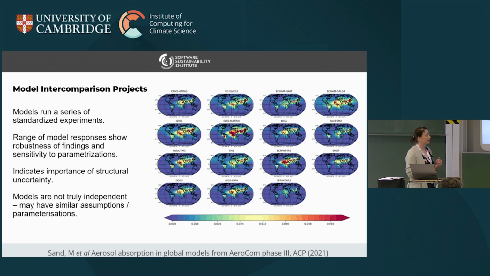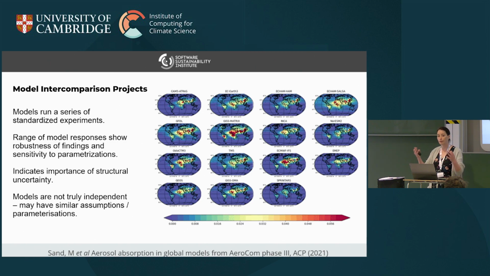So this is just aerosol absorption in global models. What you can see from this, you've got 15 models? You can see the range. So you've got this one high, which is relatively high, and others with much lower aerosol absorption. And what that can tell you as a scientist as well is it tells you the degree of uncertainty.